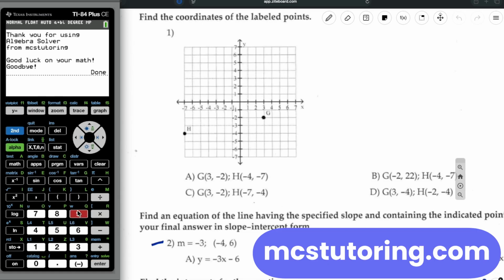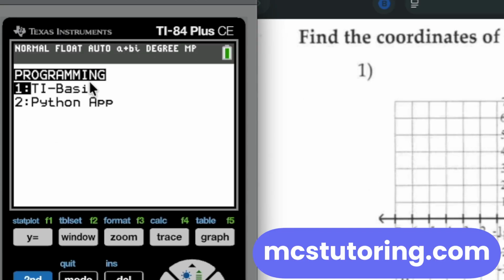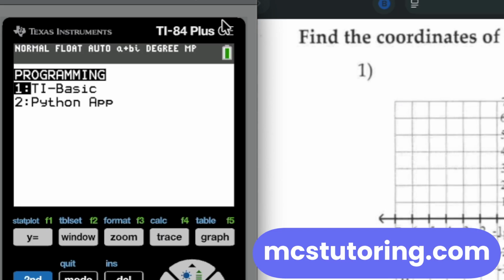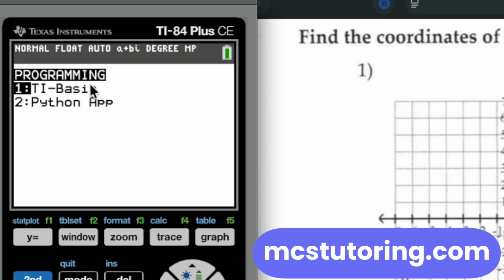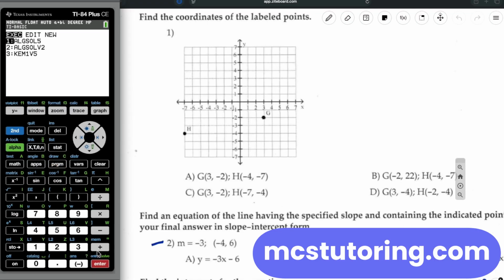So I'm going to exit this program. What we're going to do is press the PRGM key from the home screen. I call that the home screen. And if you have a TI84 Plus CE, you wouldn't even be asked this question. But if it's a Python, it does ask if you can go basic or Python. We're going to go basic here. We're going to press enter.